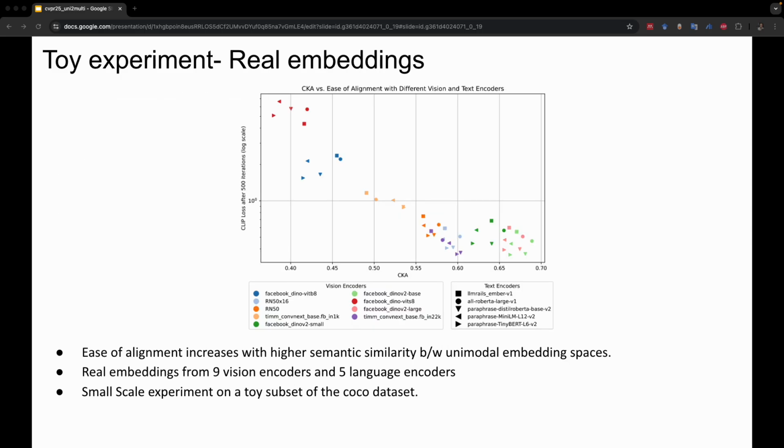We then repeat the experiment using real embeddings from 9 vision and 5 language encoders. We use a small COCO subset for this and again measure semantic similarity using CKA. The trend holds. Higher CKA consistently correlates with easier alignment using a small projector. This reinforces our core idea: semantic similarity between frozen encoders is a strong signal for learnable alignment.